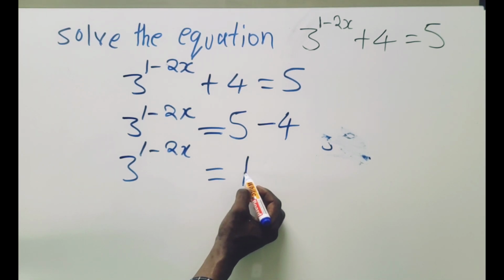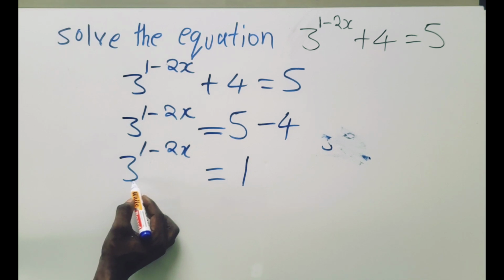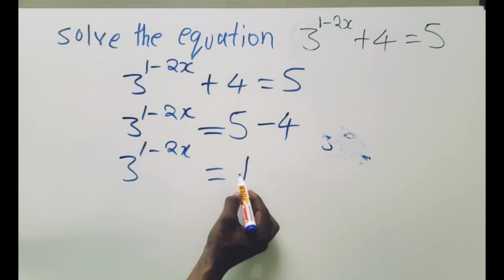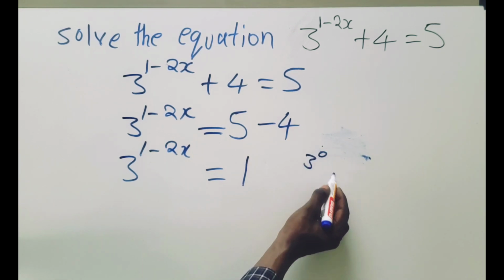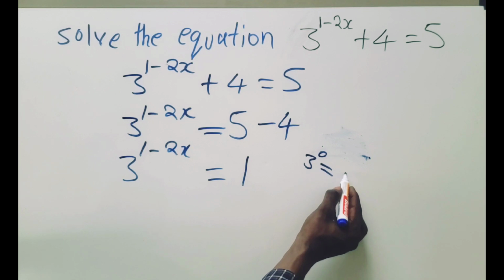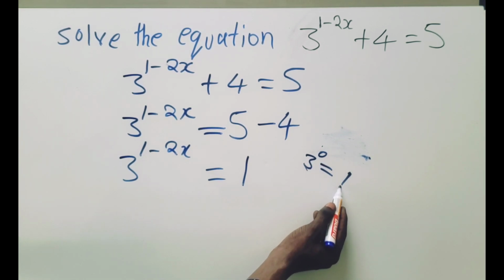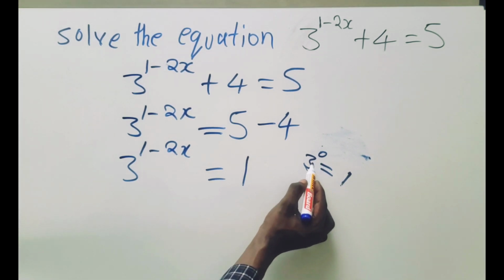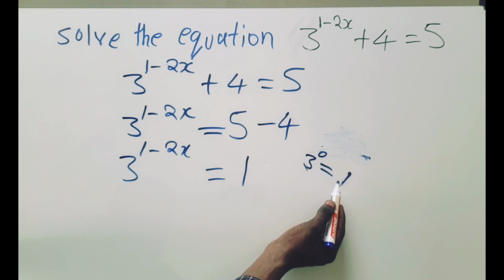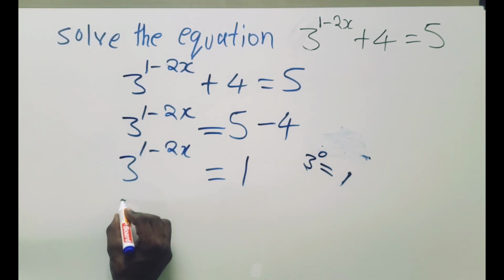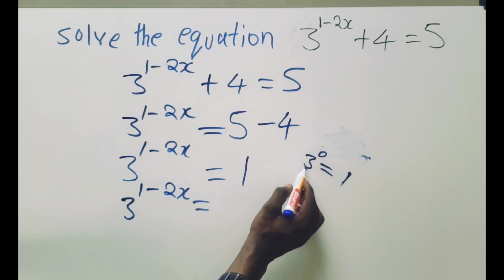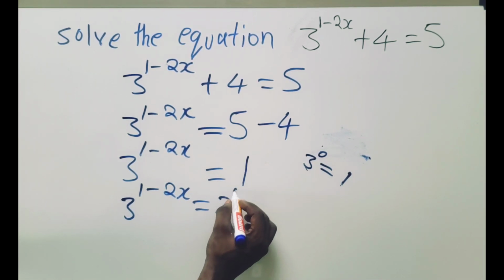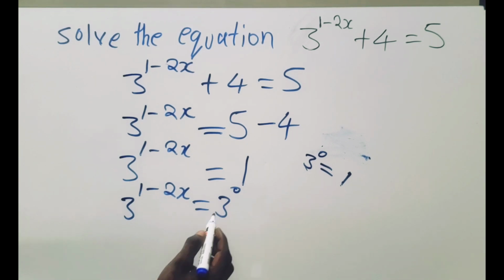Here we have 1. So the way I can make sure that the bases become the same, since here I have 3, even here I have 3. If I say 3 raised to the power 0, this is also 1, because any number raised to the power 0 is 1. So 1 is equal to 3 to the power 0. That's the concept I'm going to use here. So I'll say 3 to the power 1 minus 2x is equal to 3 to the power 0, which is the same as 1.